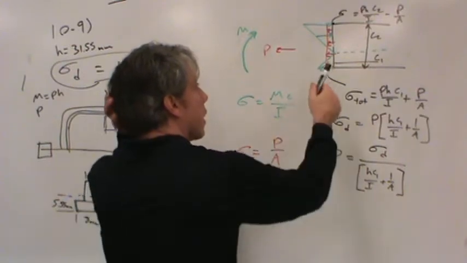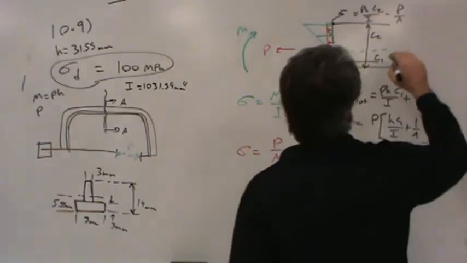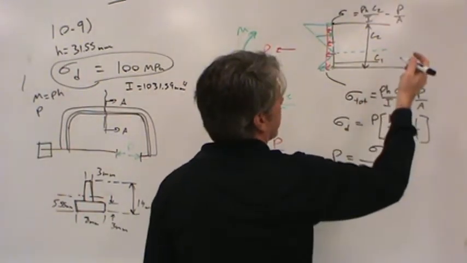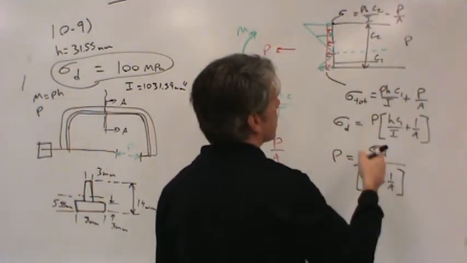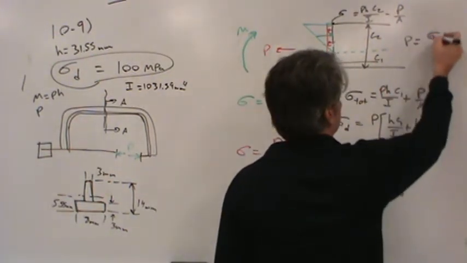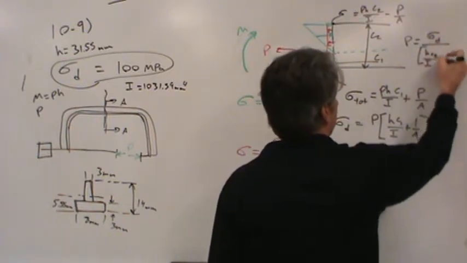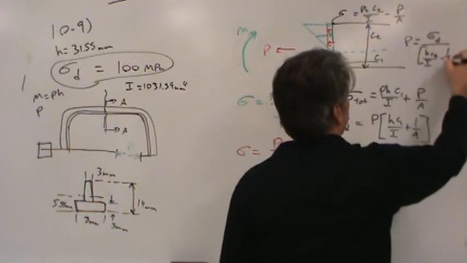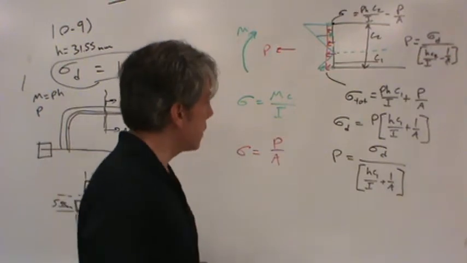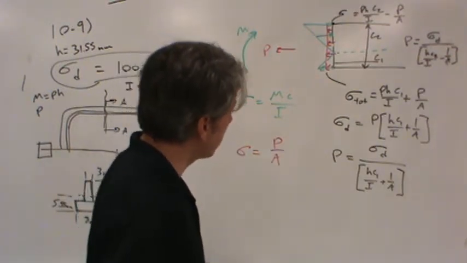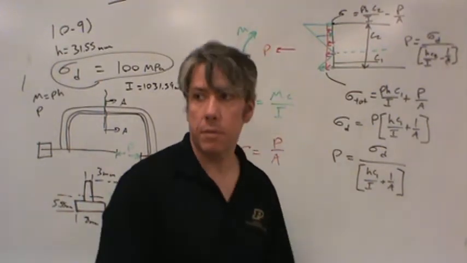We'll take it as the design stress divided by HC1 over I plus 1 over A. The upper one, it's pretty easy to see what happens. It's going to look exactly like this, except we'll have a minus sign in it. So P equals design stress divided by HC2 over I minus 1 over A. Now, are there any unknowns in these equations? I don't think so. We've got geometry and stress. So we should be set.